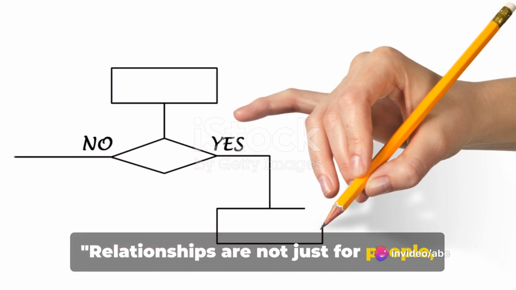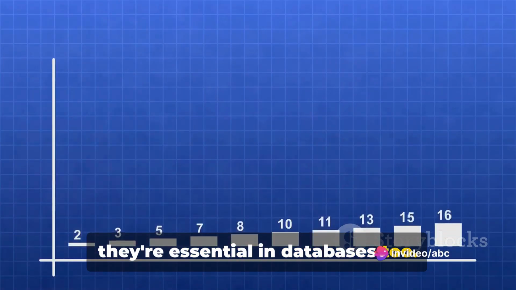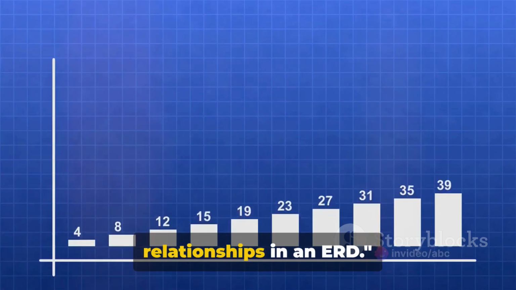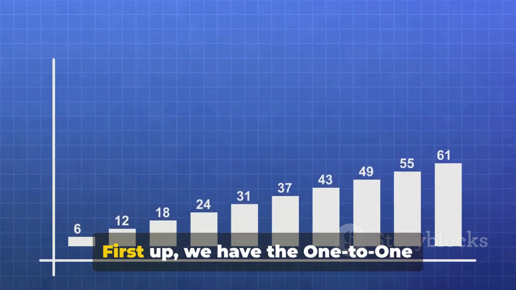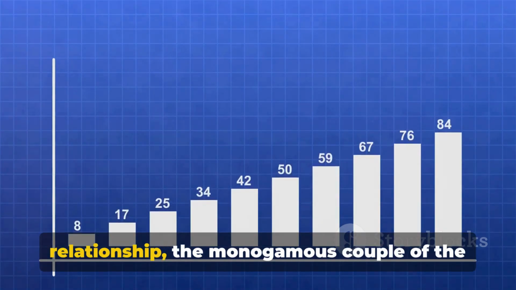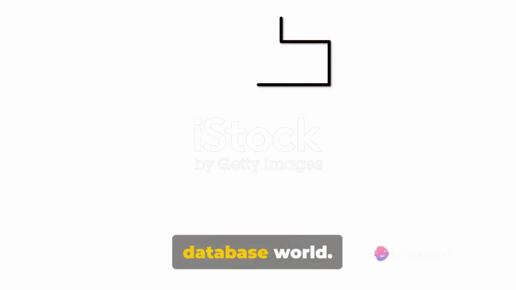Relationships are not just for people, they're essential in databases too. Let's understand the different types of relationships in an ERD. First up, we have the one-to-one relationship, the monogamous couple of the database world.